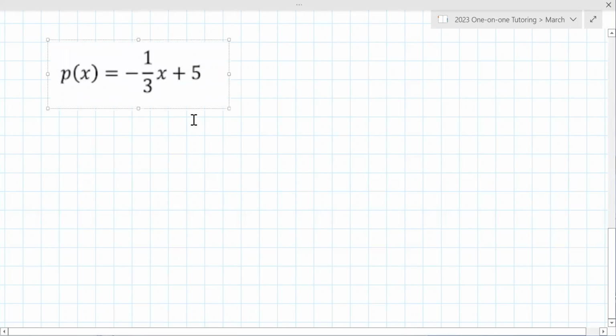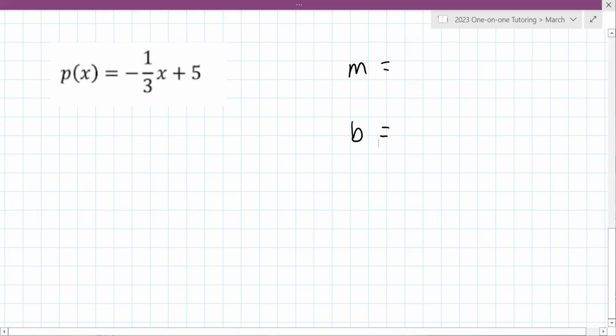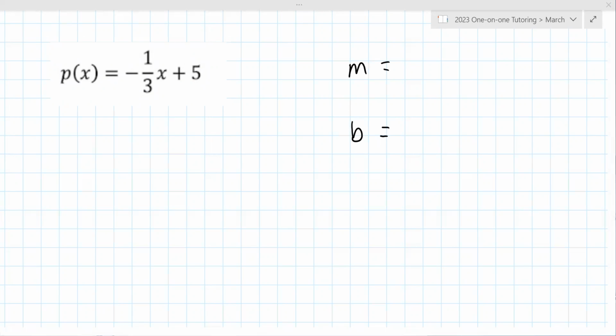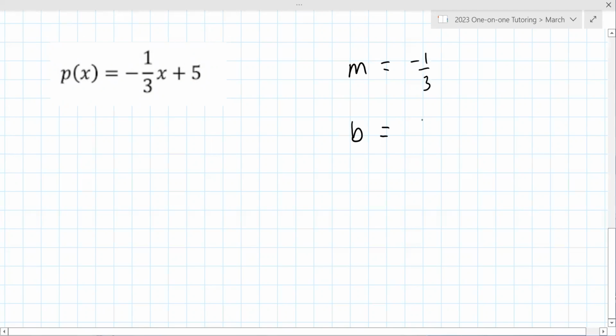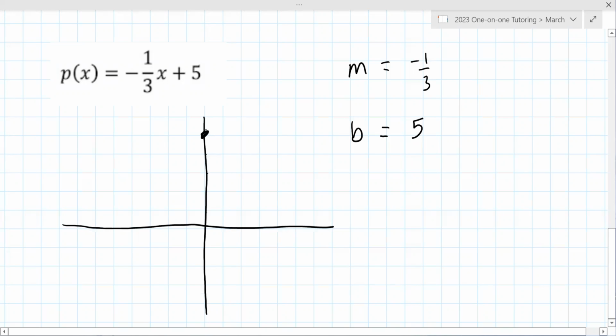I want you to tell me what is the slope and what is the B value? The M is -1/3 and B is 5. Very good. Now, do you start with the M or the B when you're graphing? The B. So we go up to 5. 1, 2, 3, 4, 5. All right. Now, what does this -1/3 mean for the slope?